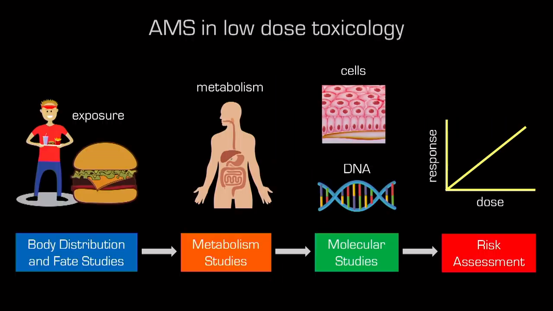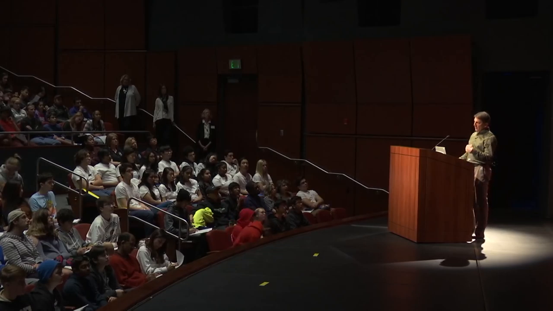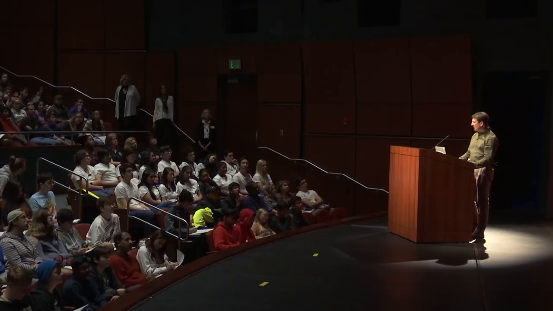And what do we do with that? We can assess exposure, how people are exposed, and determine what's called body distribution or fate studies. So once someone is exposed to a chemical at these low doses, we can trace it through the body and determine where it goes, how long it stays there, and what organs might be affected as well. And we can also do metabolism studies, because many times when you're exposed to a drug or a chemical, you metabolize it, which means you convert it to different chemicals as the process goes through your body. So we can determine how these chemicals are processed or metabolized.